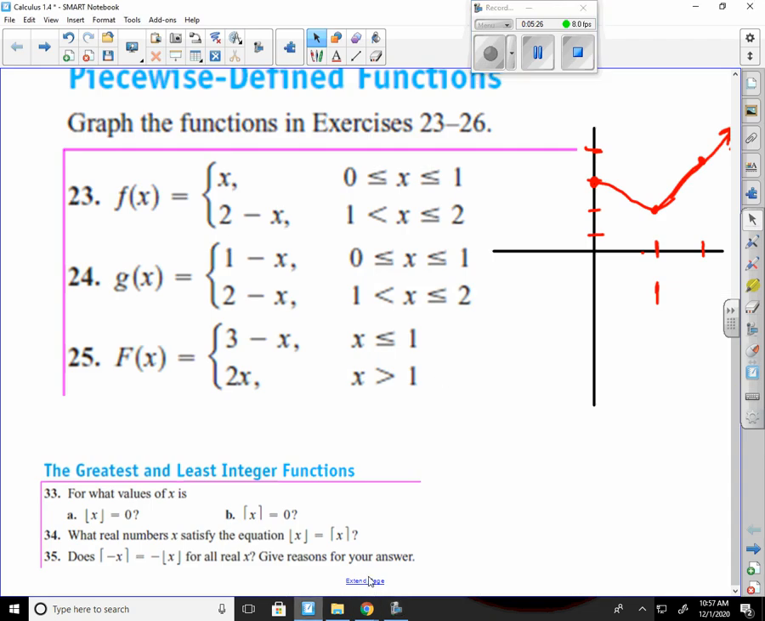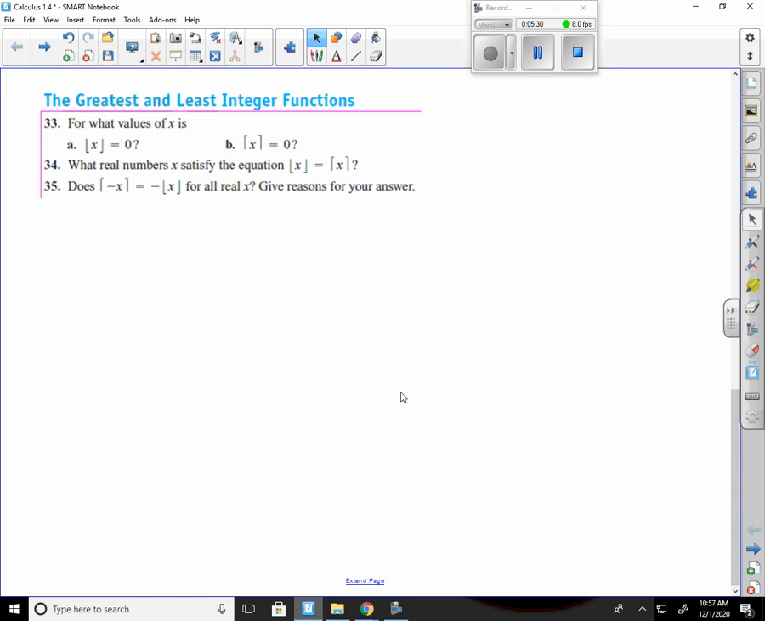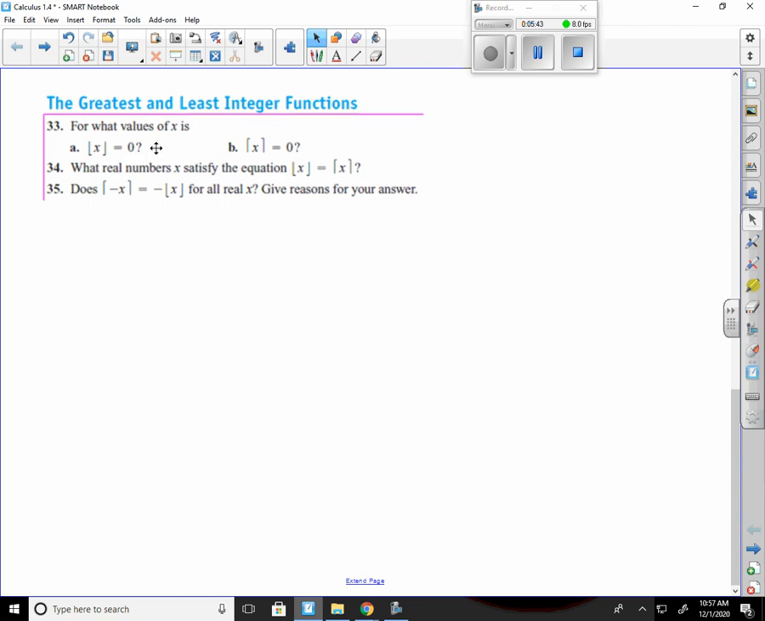All right, moving on to number 33. It says, for what values of x is the floor function of x equal to 0? So we're looking for any number going up to 1, because if it makes it all the way up to 1, then the floor value would be 1. So it's going to have to be a number between 0 and 1, because it's the smallest integer less than or equal to the number. So x can be 0. If I plug the floor function in, 0 equals 0. That's an integer, so it stays right at that integer number of 0.